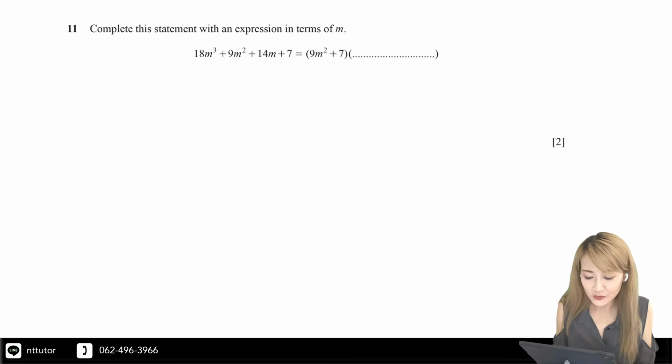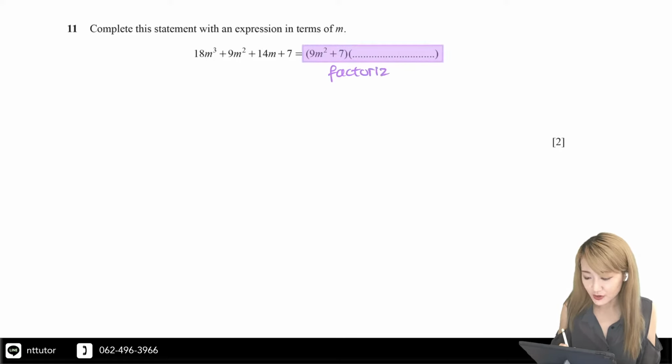Complete this statement with an expression in terms of m. 18m cubed plus 9m squared plus 14m plus 7 equals 9m squared plus 7 multiplied by something. So basically the right-hand side of that expression equals the left-hand side. So the right-hand side is the factorized version of that expression.